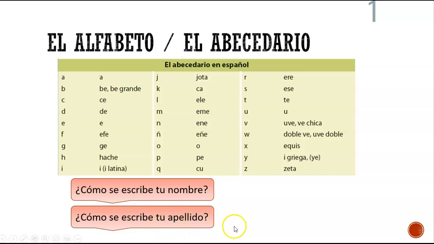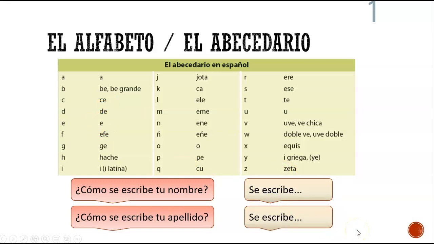In English, we say Hernandez. H, E, R, N, A, N, D, E, Z. Así se escribe mi nombre. So try to spell out your name for practice.